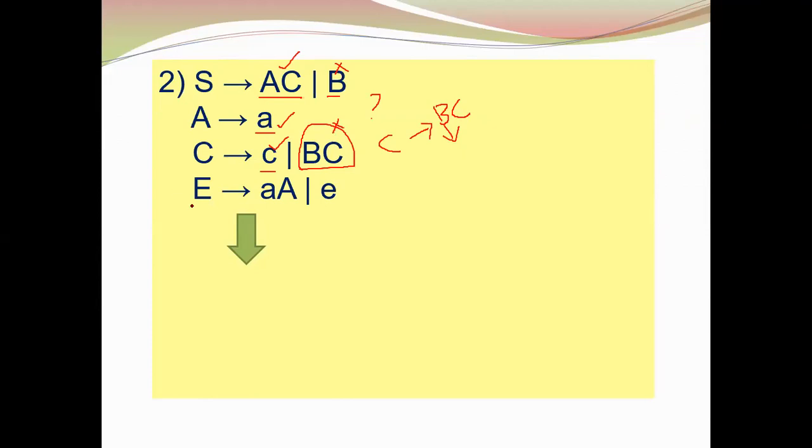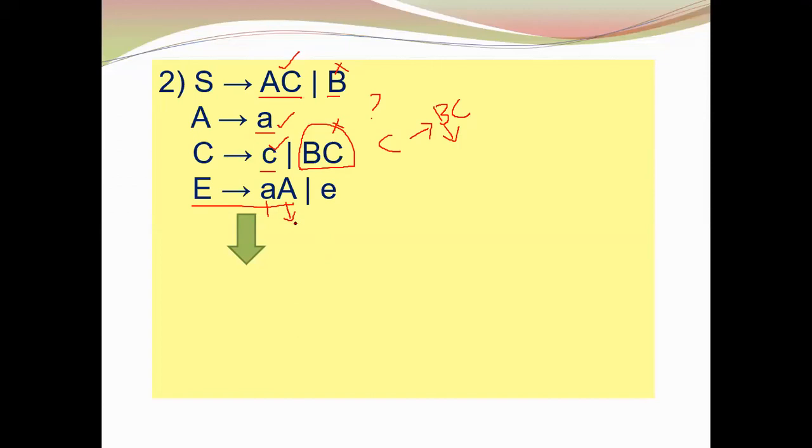The next production, E tends to AA. Is this useful or useless? Useful, ma'am. Useful or useless? You can tell me. For this A, this is a terminal, so there is no need to substitute anything. For this A, which one can I substitute?